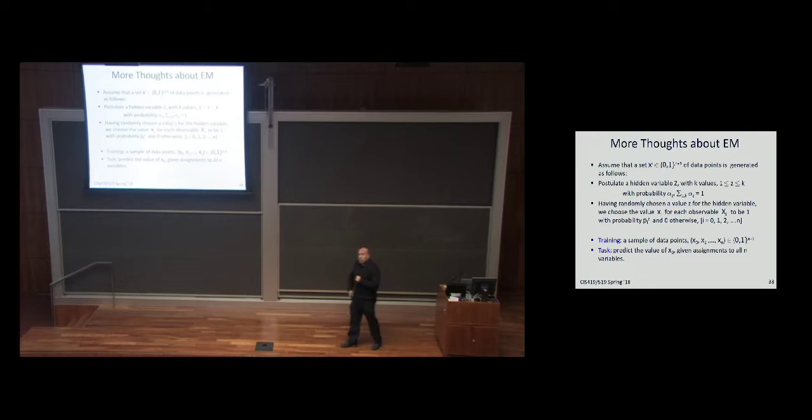So I actually was told that the way the data was generated was like this. Again, in these data sets, each x subscript i is an n+1 tuple. First of all, someone imagined a variable that I called here z. This z takes k values, 1 up to k, and it takes these values with probabilities alpha_z that sum to 1. This is a hidden variable. Now, once you chose a value for this z, we choose the values x_i for each observable, capital X_i, to be 1 with the probability pi_z and 0 otherwise.